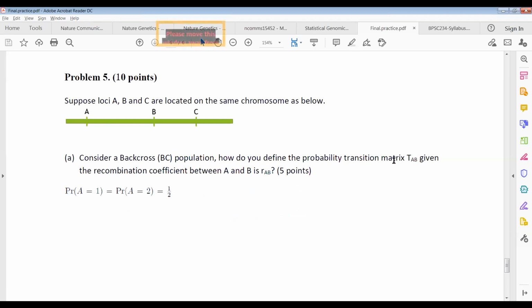All right, now, the first question is to ask you to define the probability transition matrix, the transition matrix T_AB. If there's no crossing over, you would always see A equals 1 linked with B equals 1, right? Because of the crossing over between these two loci, in some progeny you're going to see the recombinants. Is that right? So we need to calculate that matrix.